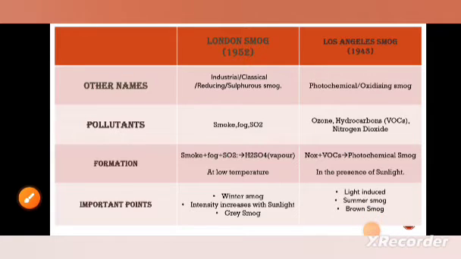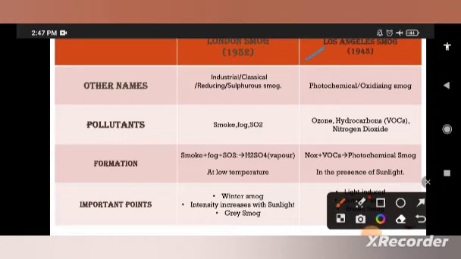Second one is the Los Angeles smog, which was first observed in 1943. The other names of Los Angeles smog are photochemical smog and oxidizing smog. The main pollutants involved in the formation of photochemical smog are ozone, hydrocarbons, and nitrogen dioxide.